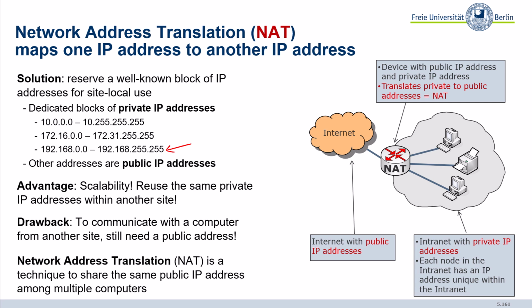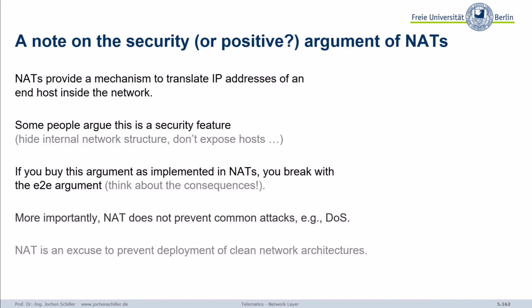Okay, but still many people see this as a certain security argument, so the local traffic stays local because we only use private addresses, etc. So yes, NAT provides this mechanism, we translate, and indeed it hides the internal network structure. We do not expose the hosts, because if we use private IP addresses, we cannot even address them. But we break the end-to-end argument. And we'll come back to the end-to-end argument in many situations when we talk about security, authentication, etc.